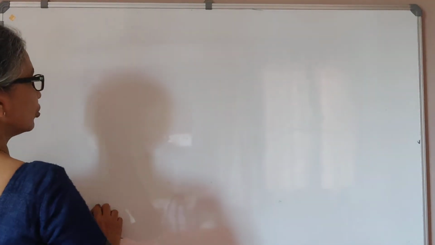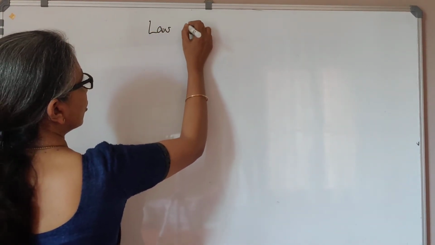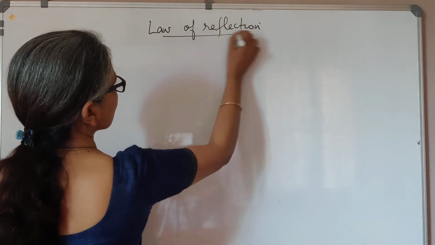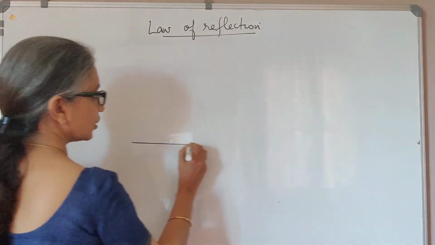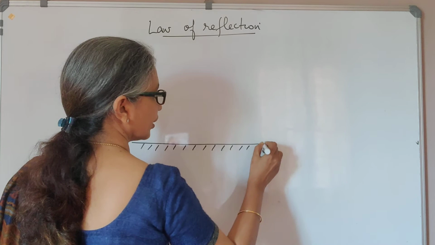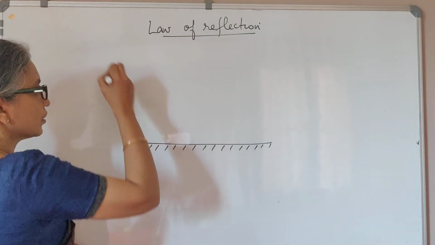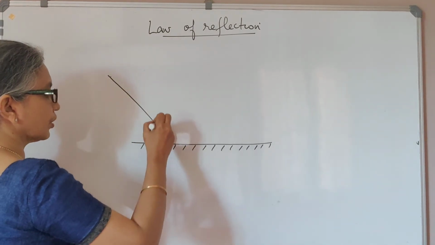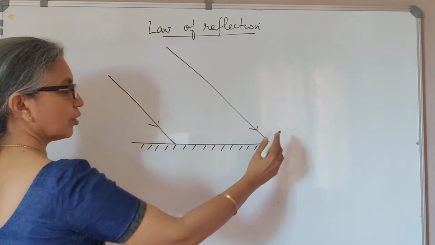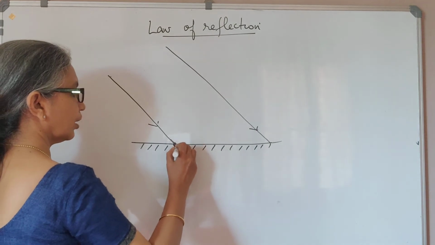So that's what we're going to do to prove the law of reflection. Law of reflection. Okay, so this is a plane mirror on which we have an incident light. Again, we take a distant source from which we have a huge spherical wavefront falling on this plane mirror. And this is, let's say, point A.